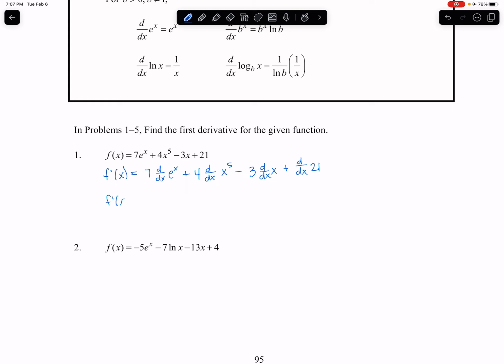This is going to give us 7 times the derivative of e to the x, which is itself, e to the x. 4 times the derivative of x to the fifth, we use the power rule, so 5x to the fourth. Minus 3. The derivative of x is 1. And the derivative of a constant is 0. So I'm going to clean this up. 7 e to the x plus 20x to the fourth minus 3. And that's our first derivative.